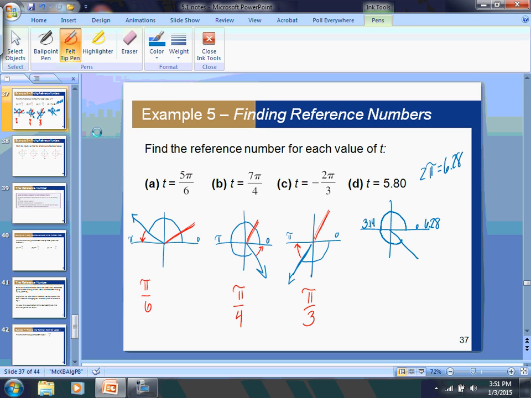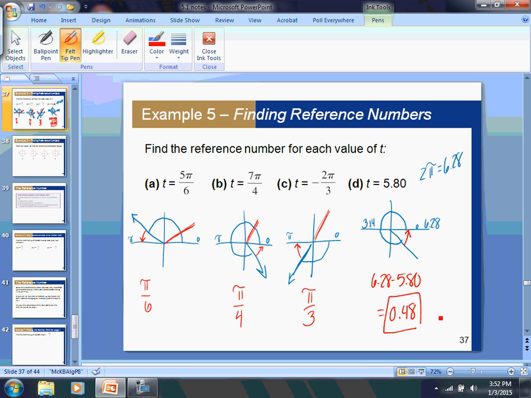Now, to figure out how much I have left to go to get up to that x-axis, well, I'm at 5.8. I got to go however much is left to get me to the 6.28. So just do 6.28 minus 5.8. And that'll get you 0.48.